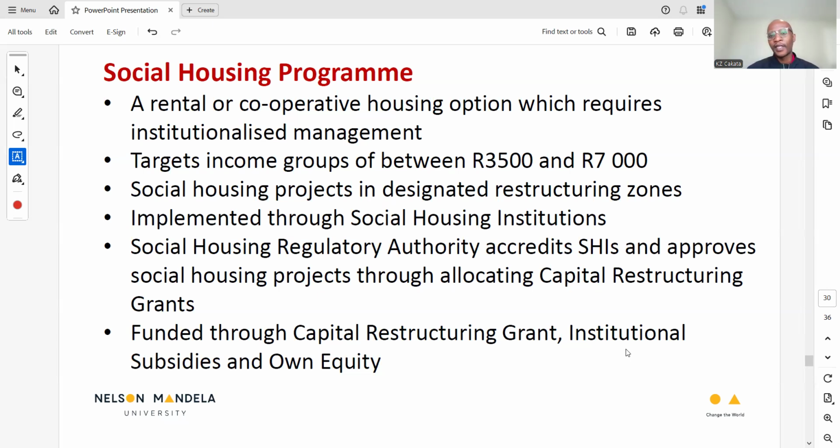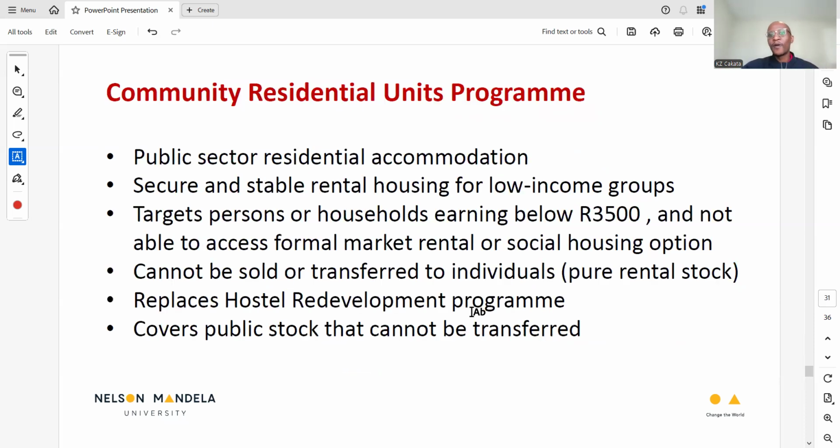They're implemented through social housing institutions, and the Social Housing Regulatory Authority, or SHRA, accredits these SHIs, or social housing institutions, and approves social housing projects through allocating capital restructuring grants. Now, they are funded through what is called a capital restructuring grant, institutional subsidies, and the own equity of the SHIs themselves as well. So this option is all rental. The people that live there don't get to own this. It has been touted by government as the de facto program that is being promoted because of what they perceive to be its sustainability, because it's income producing in perpetuity.